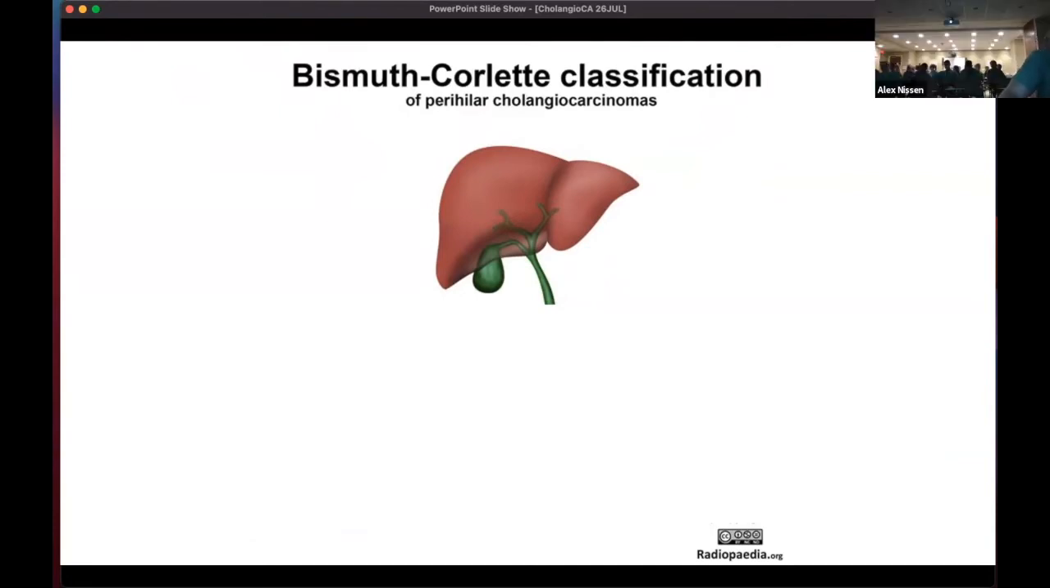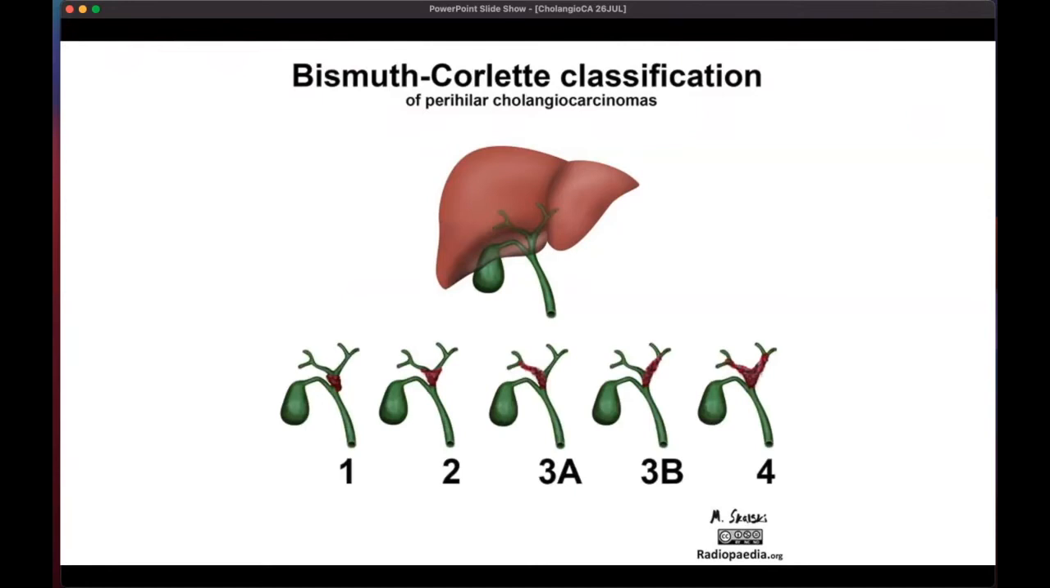Kat, can you take us through Bismuth-Corlette 1 through 4 for the perihilar? Just shout it out, because it's hard for Dr. Vreeland to hear. Type 1 is distal to the hepatic confluence. Type 2 involves the confluence. Type 3 is what is distal. So 3A is right, involves the right hepatic duct, and so forth.